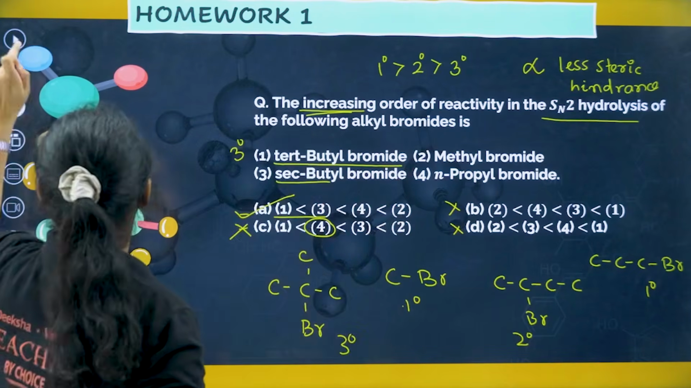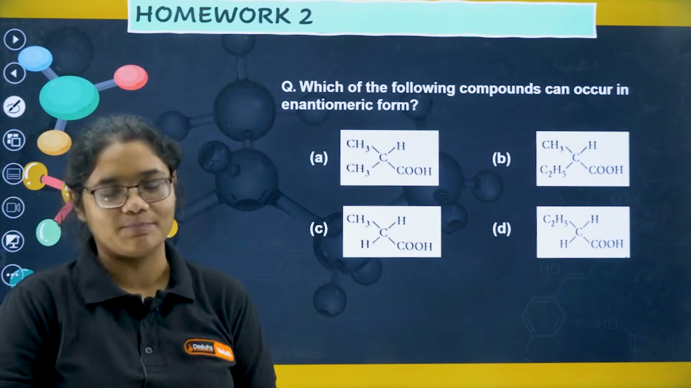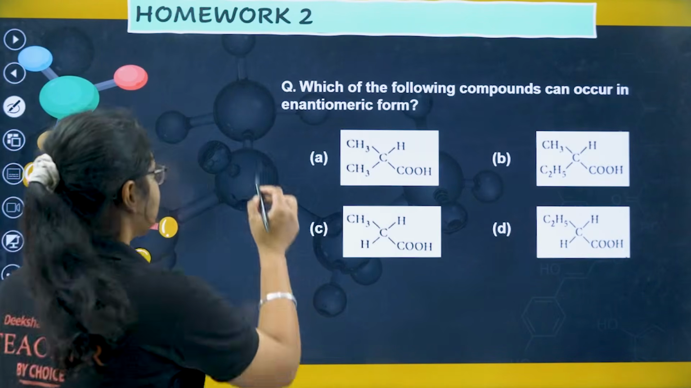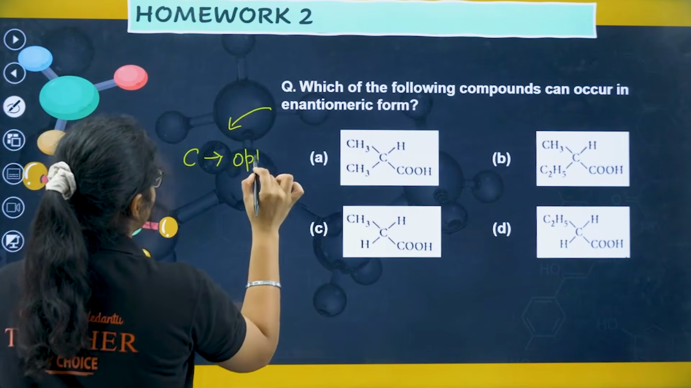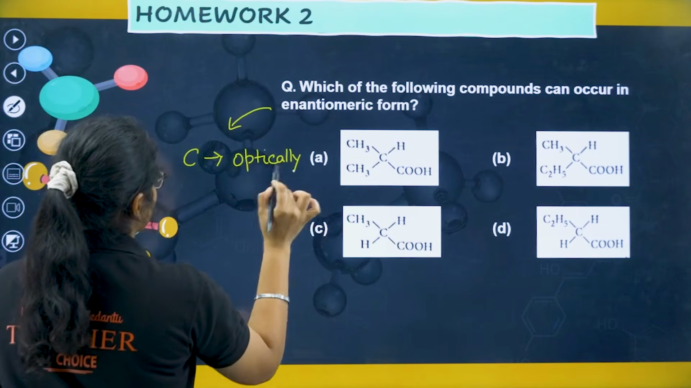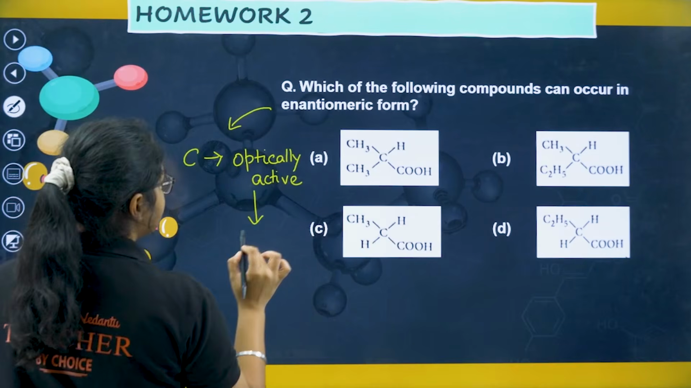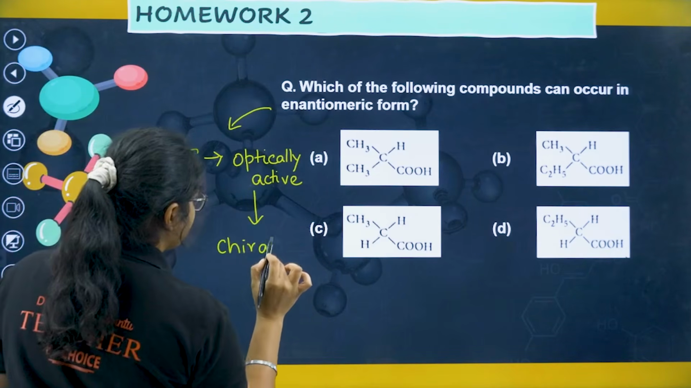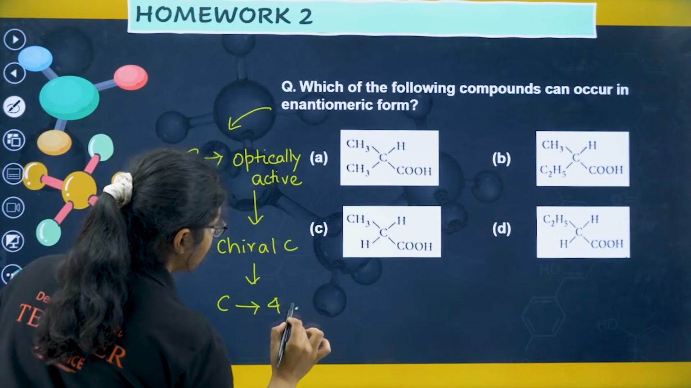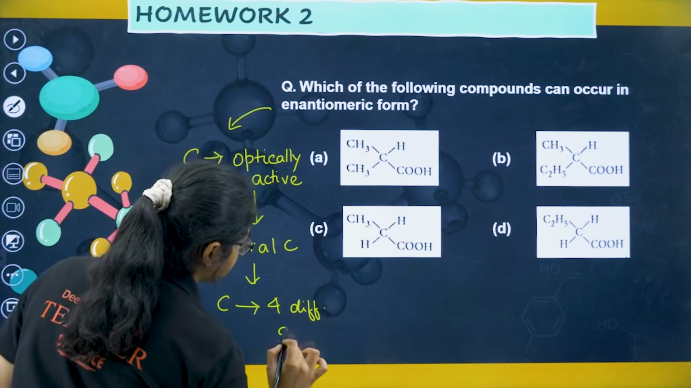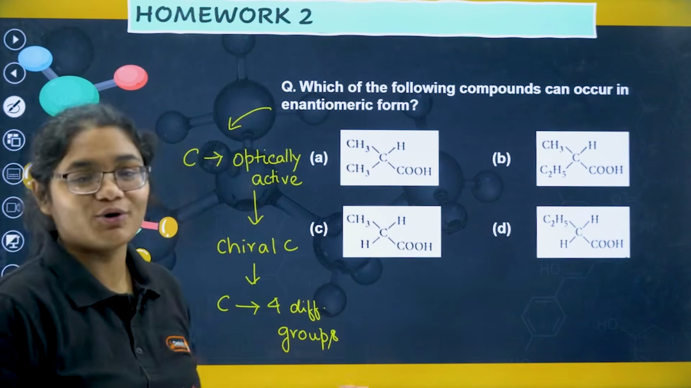Okay, moving to the next homework question, which one of the following can occur in an enantiomeric form? So enantiomeric form will occur if that carbon is optically active. If it is optically active, it means it should have a chiral carbon. What do you mean by chiral carbon? A carbon with 4 different groups.